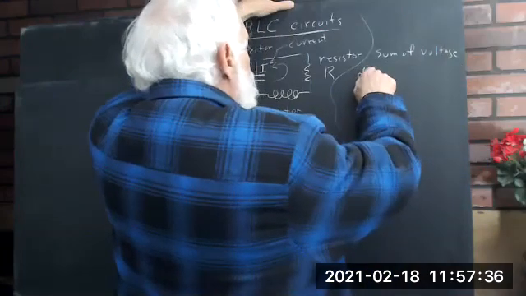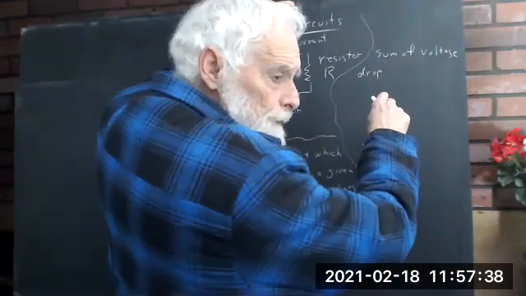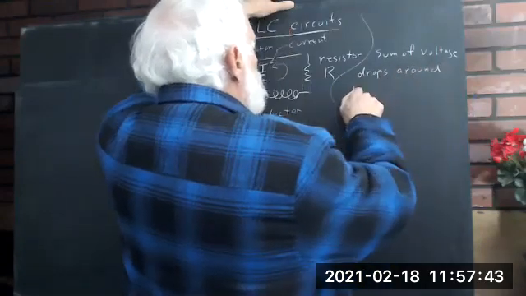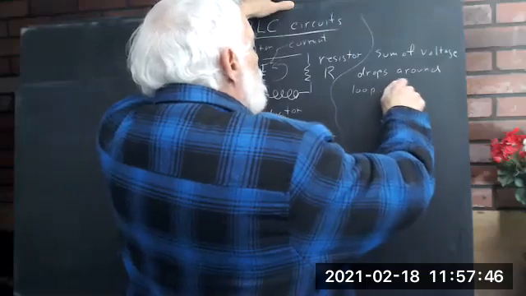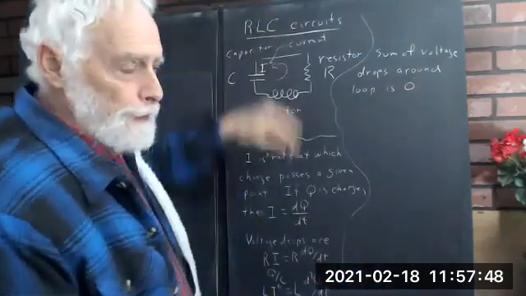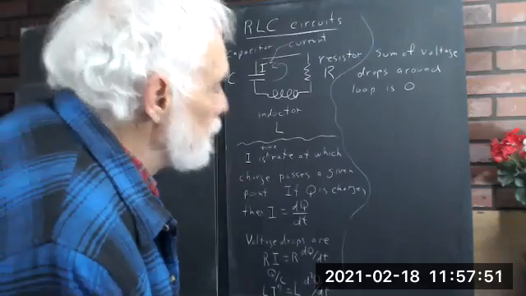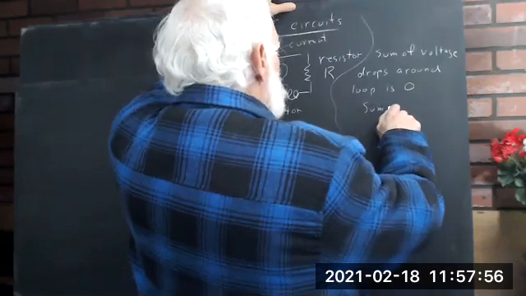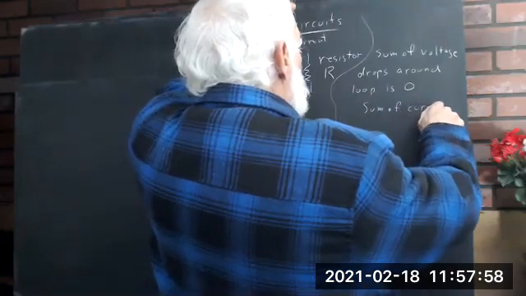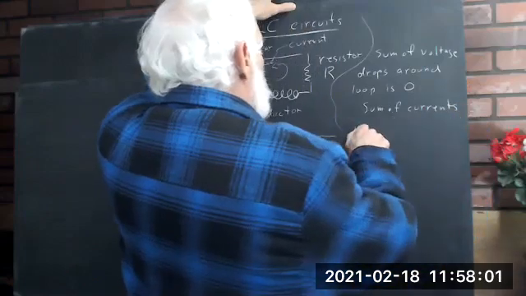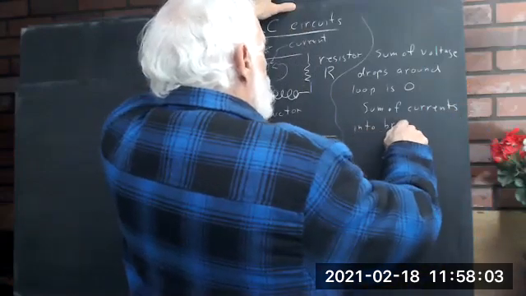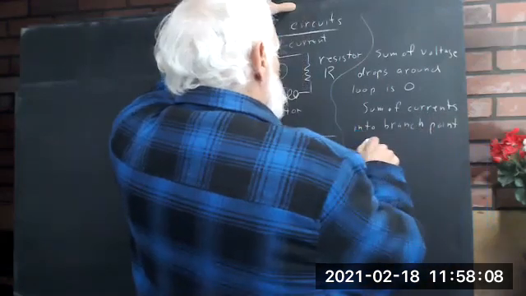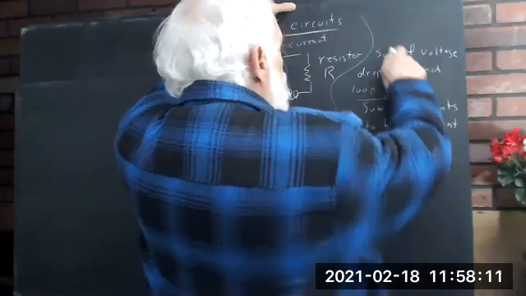The sum of the voltage drops around a loop is 0 because of conservation of energy. Also, the sum of the currents into a branch point is 0.